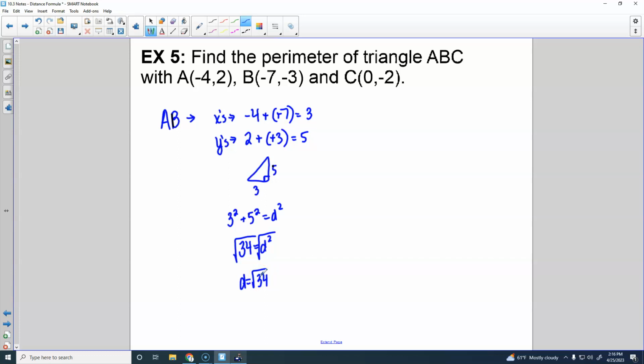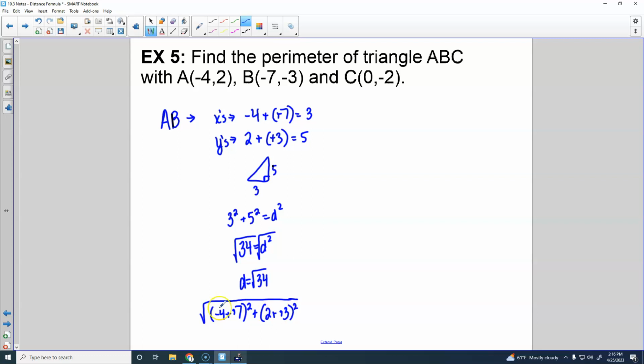Okay. You do also have the option, instead, on this, we could have done square root of negative 4 minus negative 7 squared plus 2 minus negative 3 squared. And I would make those double negatives into pluses. And you could type that into the calculator. If you type it into the calculator, it's going to give you the decimal.